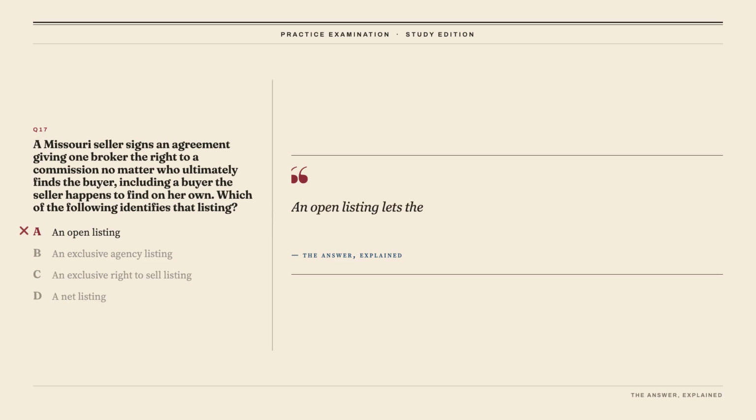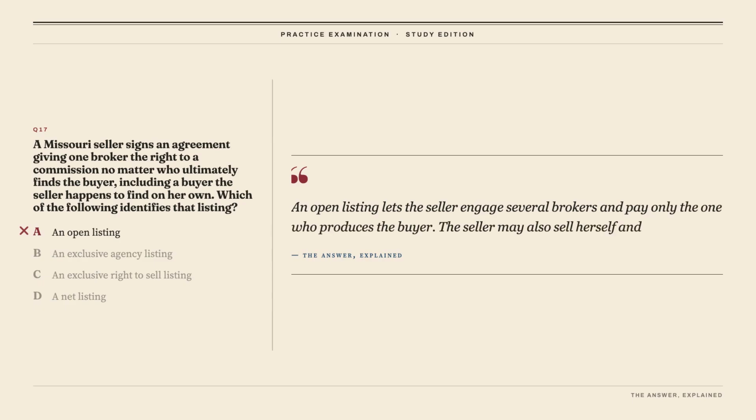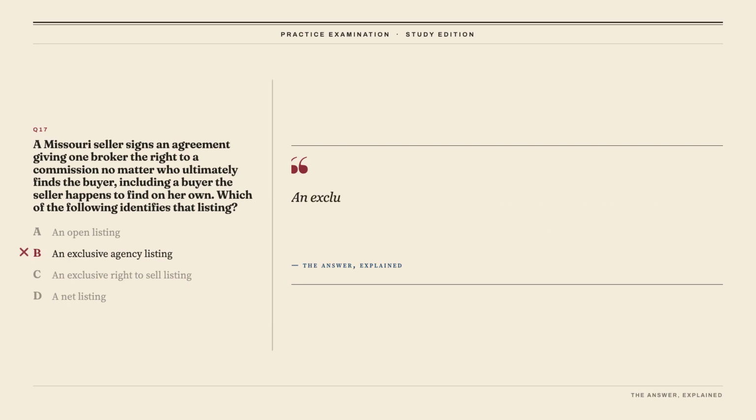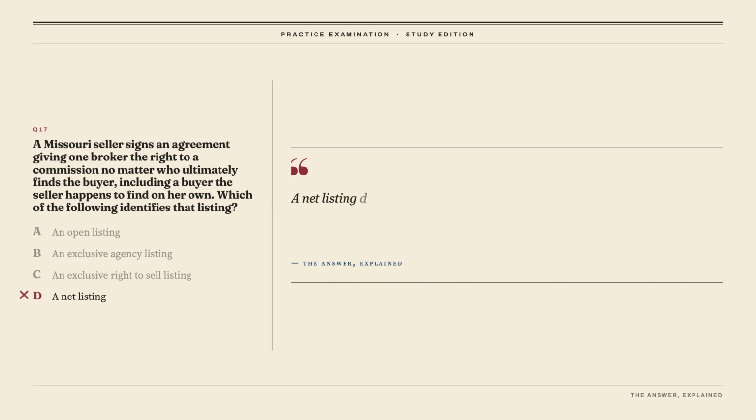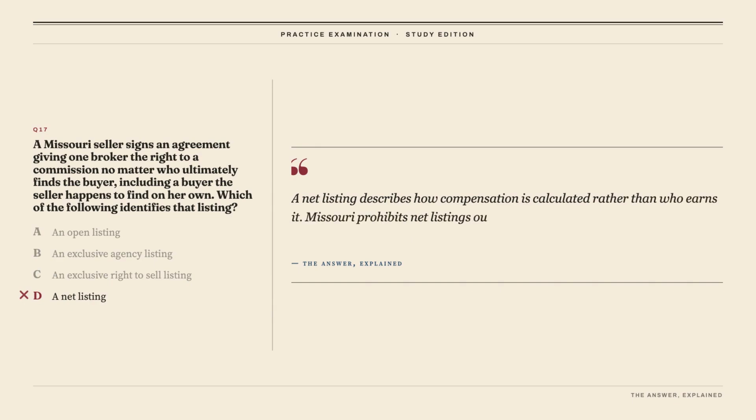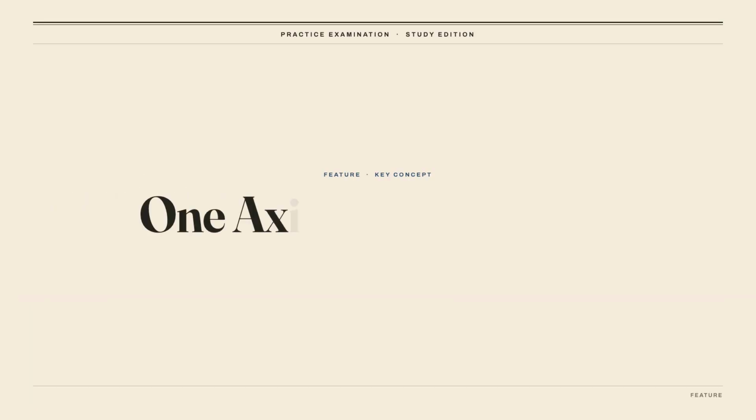A is wrong because an open listing lets the seller engage several brokers and pay only the one who produces the buyer. The seller may also sell herself and owe nothing. B is wrong because an exclusive agency listing protects the broker against other brokers but not against the seller. A seller who finds her own buyer owes no commission. D is wrong because a net listing describes how compensation is calculated rather than who earns it. Missouri prohibits net listings outright in both agency and transaction brokerage agreements.